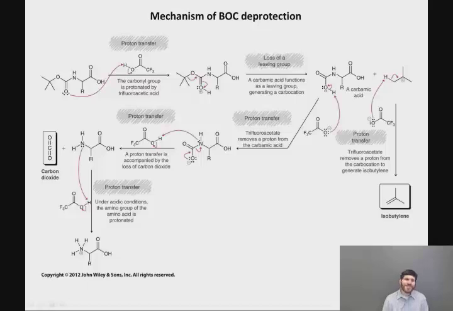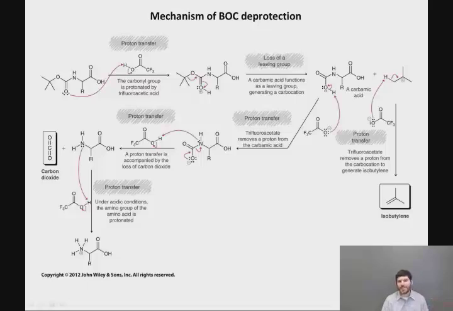Okay, so when we have a Boc amino acid and we treat it with TFA, the first thing that happens is that we protonate the carbonyl group. Okay, so that's the carbonyl group of the amide. That is the most basic site of an amide, not the nitrogen, as we have already discussed.